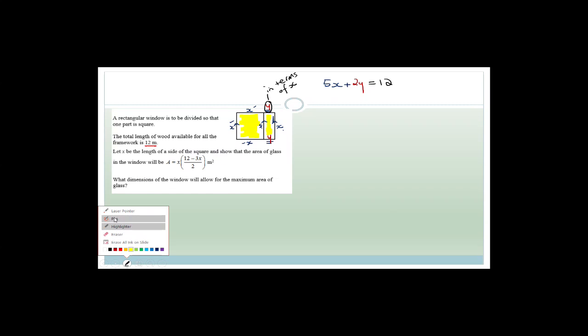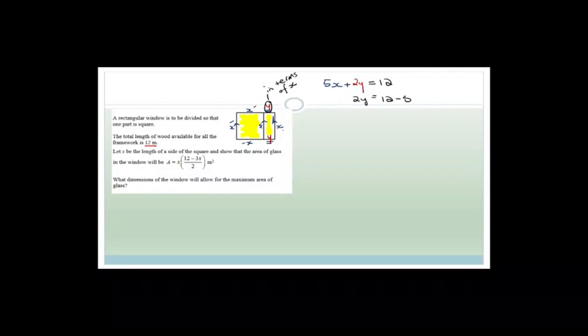So let's go back to pen. Okay. So if we do this, and let's go back to black so you can actually see what we're doing. So we've got 2y is going to be 12 minus 5x. So y is 12 minus 5x all over 2. Okay, let me check. 1, 2, 3, 4, 5. Yeah, 12 minus 5x over 2. Okay, so that's your y. The y is 12 minus 5x over 2. So let me just write that down. 12 minus 5x over 2. Okay.